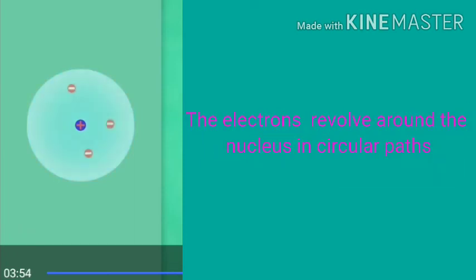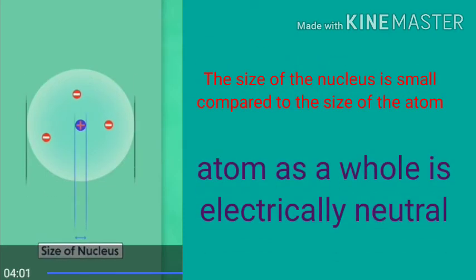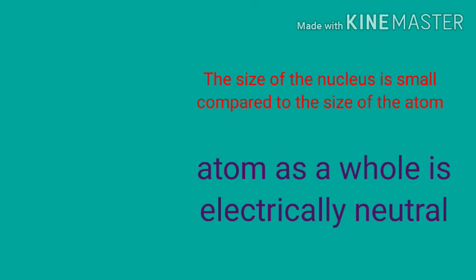Number 2, the electrons revolve around the nucleus in circular paths. And number 3, the size of the nucleus is small compared to the size of the atom. And the fourth, the atom as a whole is electrically neutral.